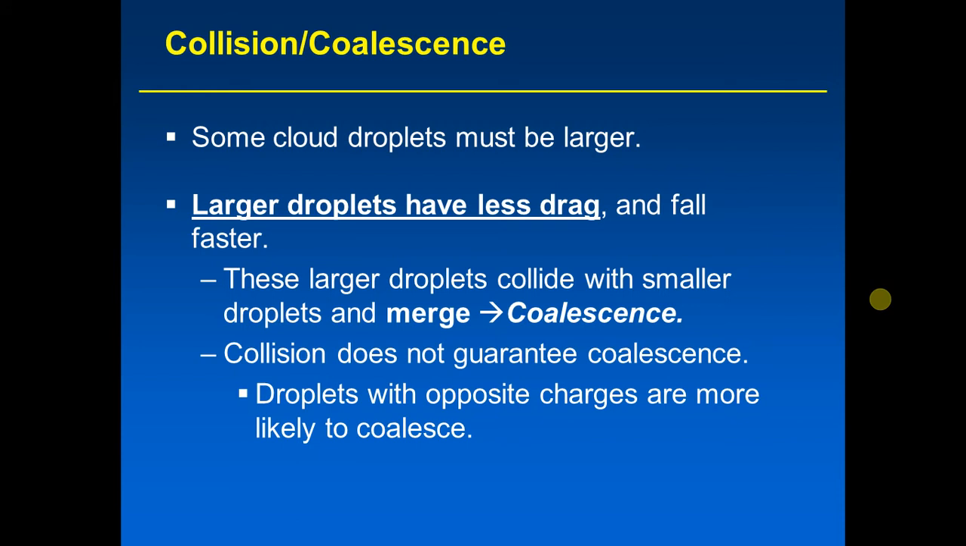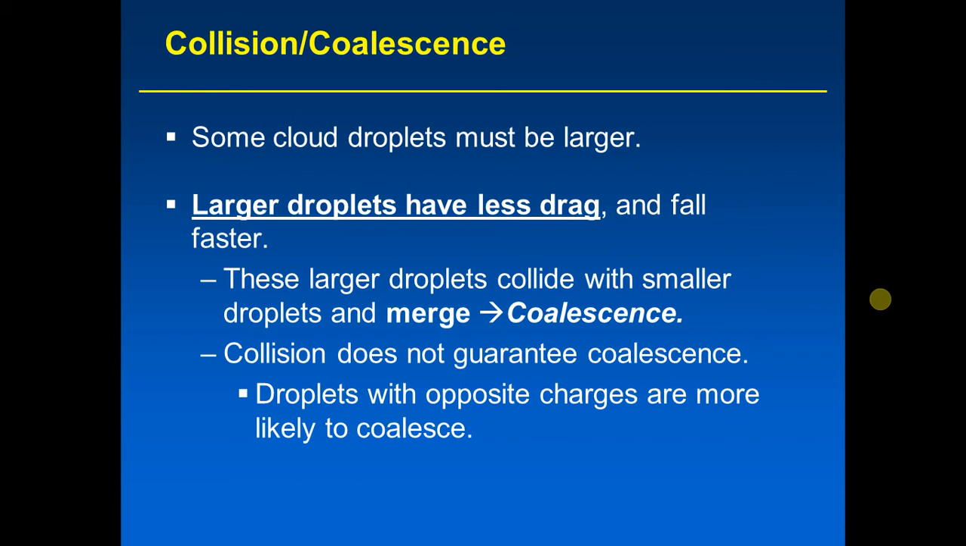Large droplets overtake and collide with smaller drops in their path. When they collide, that's collision. But when they merge, overtaking the smaller drops in their path and sticking together, that's coalescence. Okay, the merging of cloud droplets by collision is called coalescence.